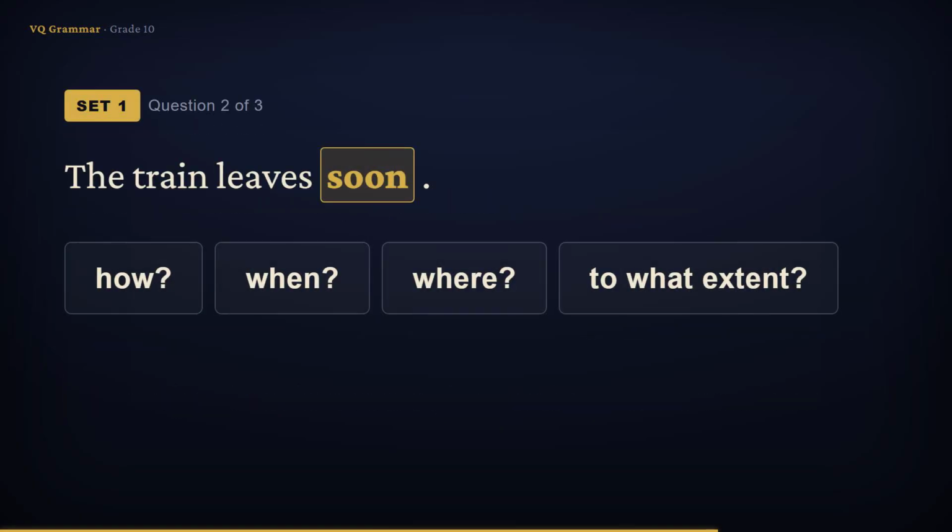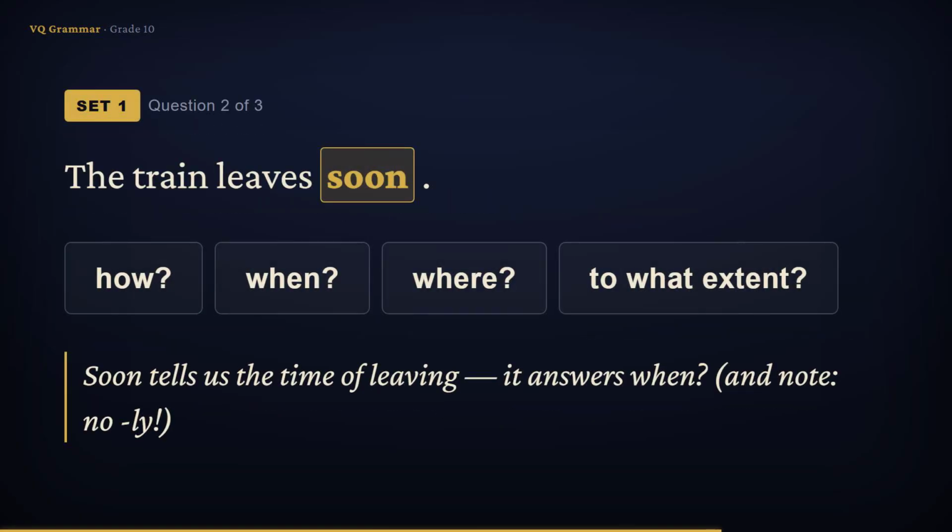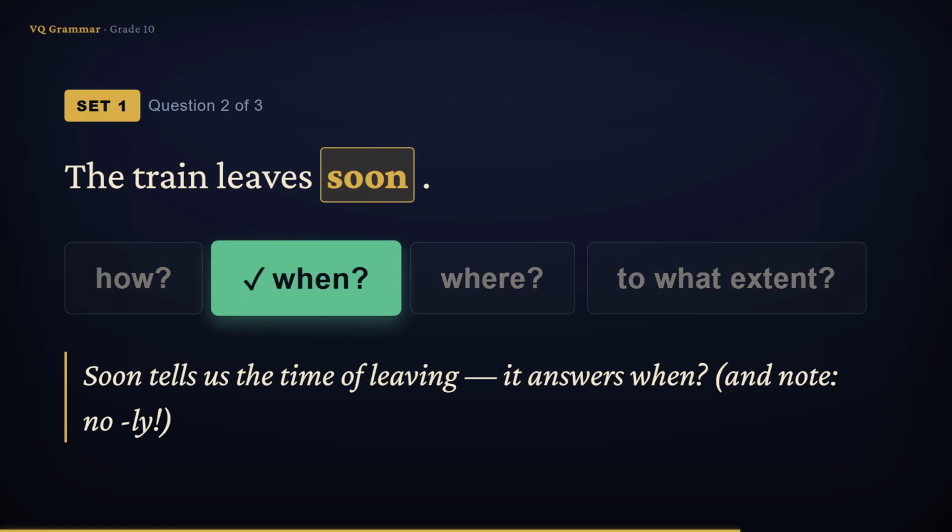The train leaves soon. Now, soon has no ly ending, but don't let that fool you. It's still an adverb. It tells us the time of the leaving, not the manner and not the place. So soon answers the question, when?